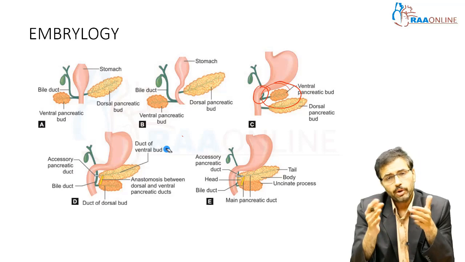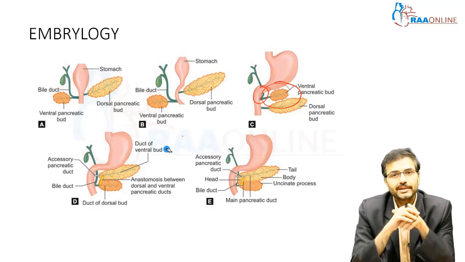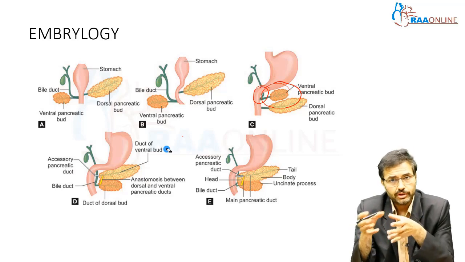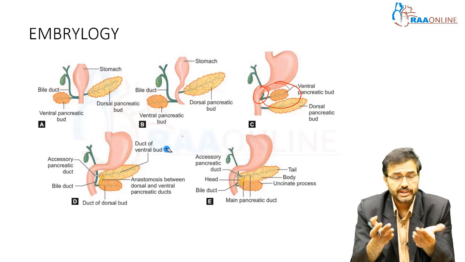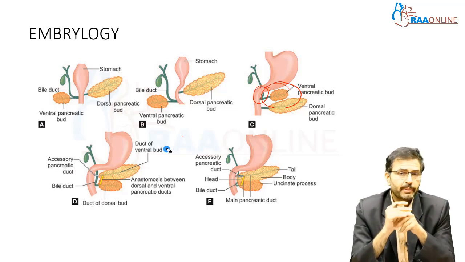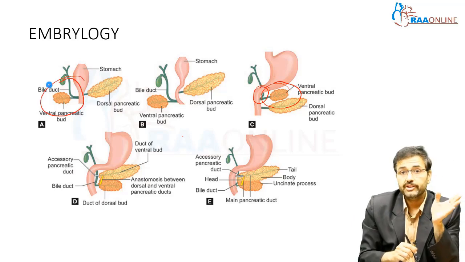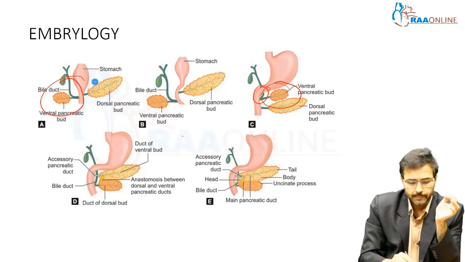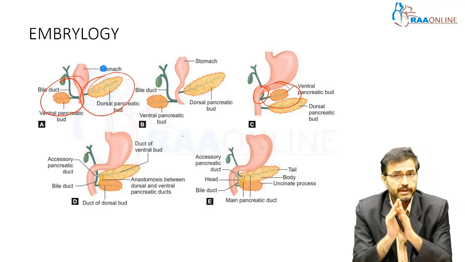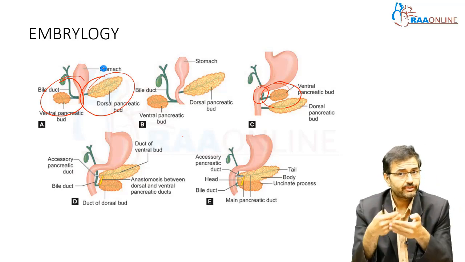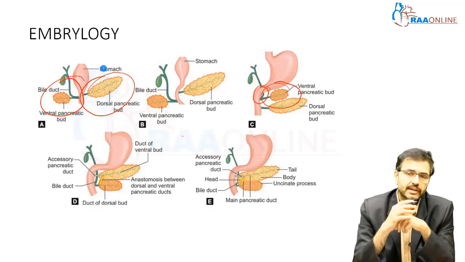Okay, so then what happens is that the duodenum undergoes a rotation. The foregut which develops into the duodenum undergoes a rotation, and as a result of the duodenal rotation, the ventral pancreatic bud comes to lie on the right hand side, whereas the dorsal pancreatic bud comes to lie on the left hand side. So the ventral pancreatic bud, which was initially anterior or ventrally located, is now on the right side, and the dorsal pancreatic bud is on the left side.